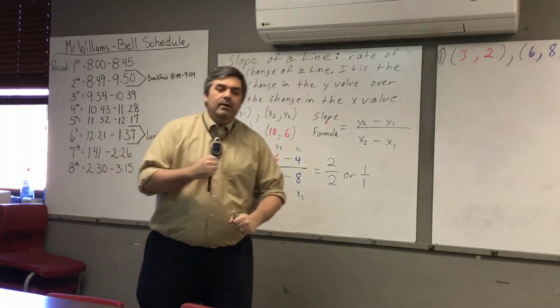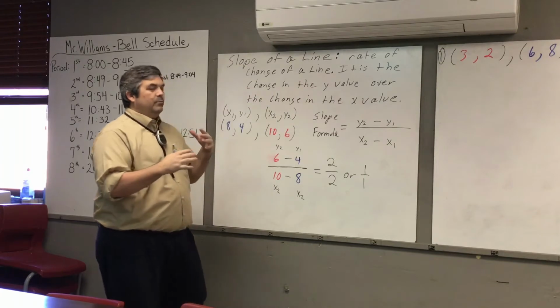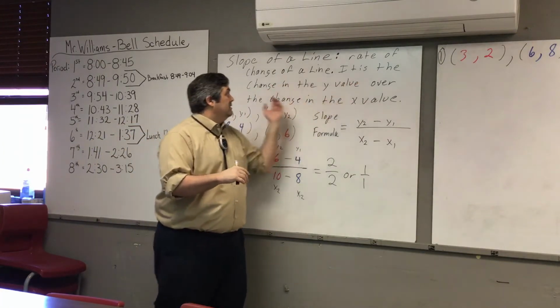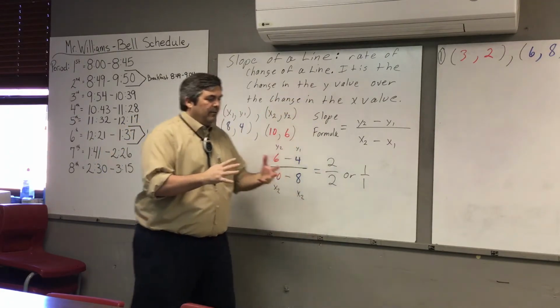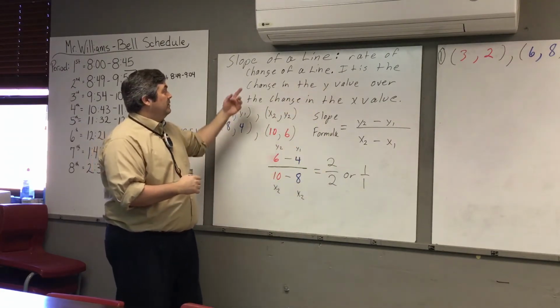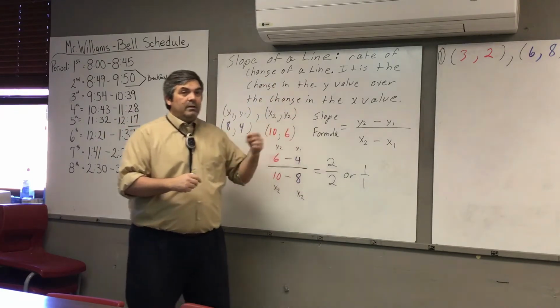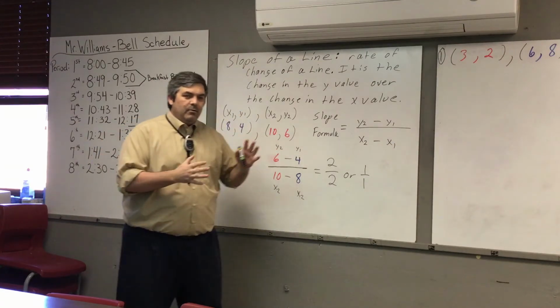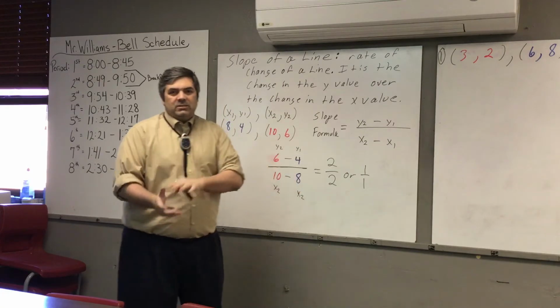All right, so today what we're going to talk about is slope of a line. Now, slope of a line is just the rate of change of a line. It's the change in the y value over the change in the x values. If you remember, we've talked about rate of change before, in the form y equals kx. Well, we're talking again about that k, except now, instead of referring to it as the rate of change, we're going to be referring to it as slope.